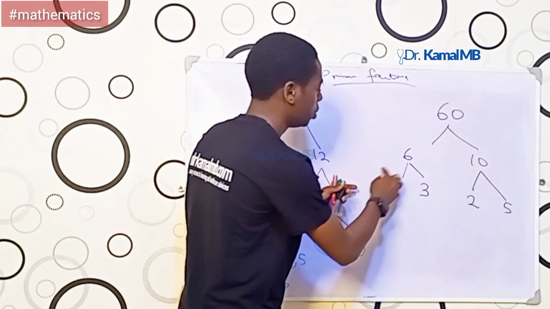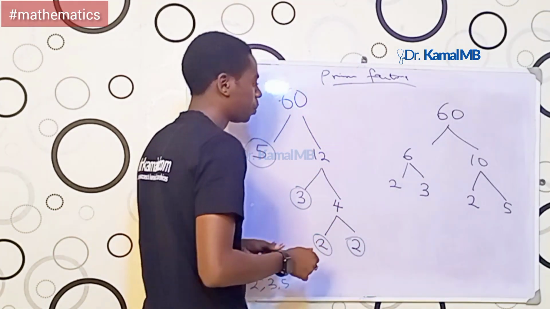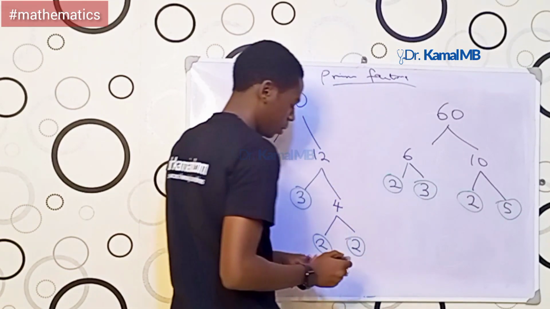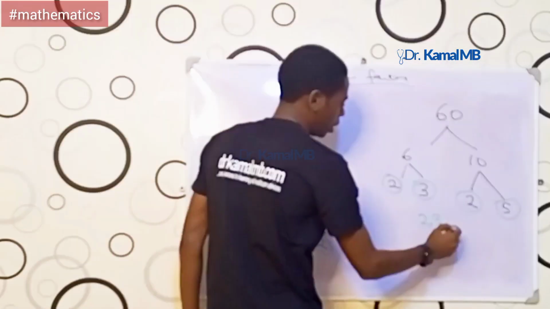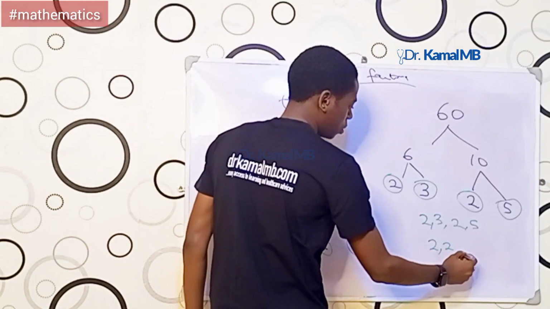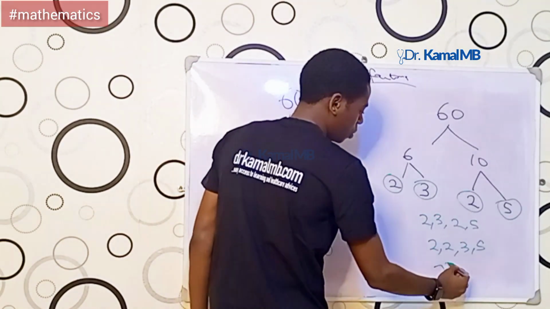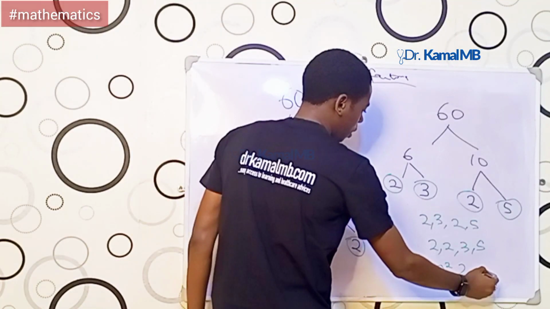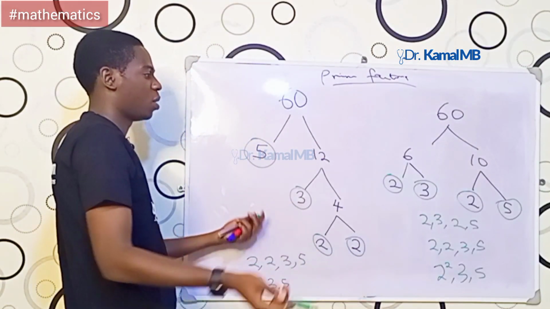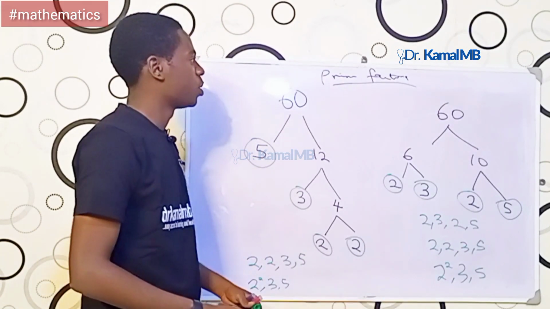And I told you all the numbers at the end of this branch are the prime factors. So here we have 2, 3, 2, 5. And when you rearrange them, you have 2, 2, 3, 5. And you can even write it in indices form. That is 2 squared, 3, and then 5. So this is the same thing as the earlier result. No matter how you manipulate it, at the end of the day, we get the same answer. So these are prime factors.